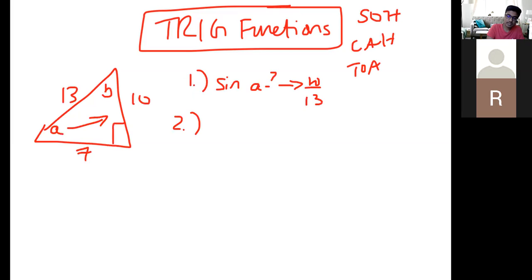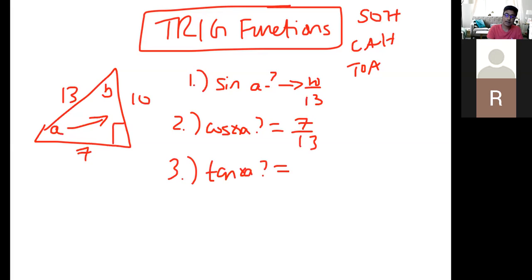Similarly, if you do a question like, what is the cosine of angle A? Well, cosine refers to adjacent, meaning 7, divided by hypotenuse, so 7/13. And lastly, if you have a problem asking for the tangent of angle A, that is equal to the opposite, which is 10, divided by the adjacent, which is 7.